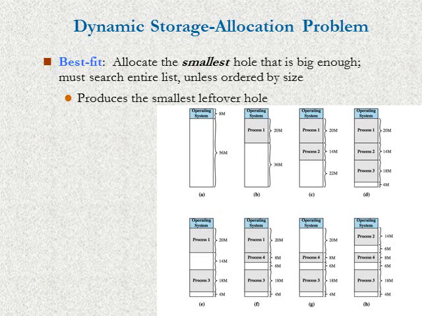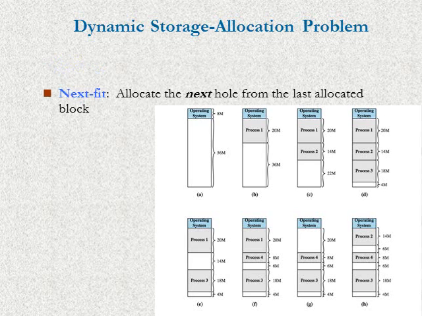However, on the downside, you have to traverse the complete main memory every time when you encounter a new process, which requires a lot of time. So these are some advantages and disadvantages associated with the best fit method. The third method is next fit.